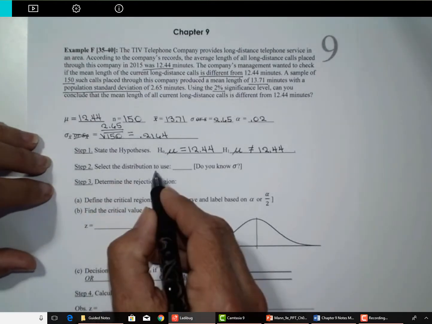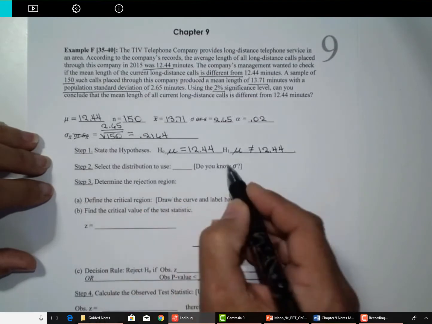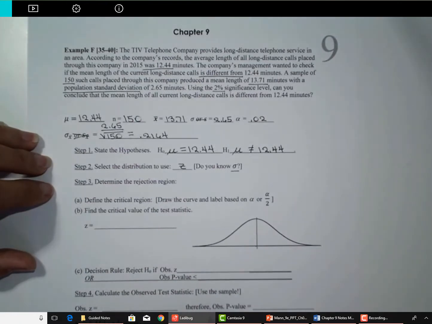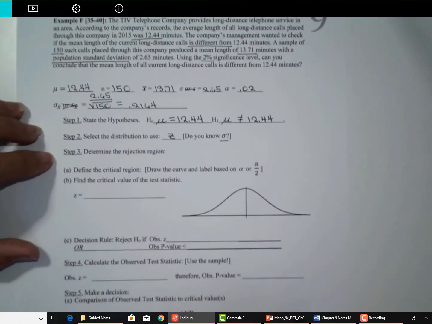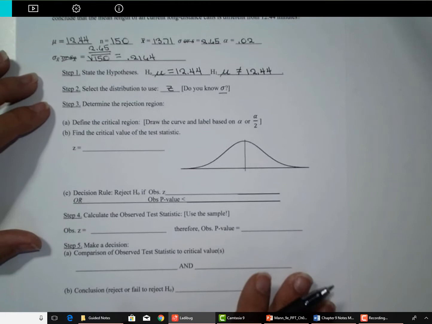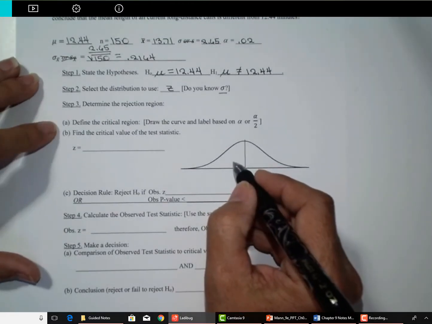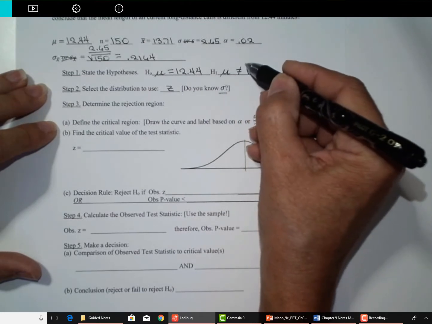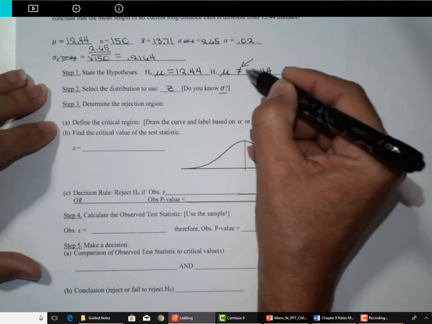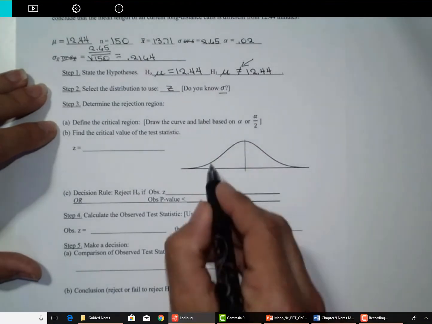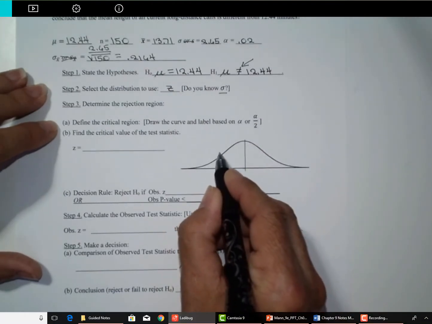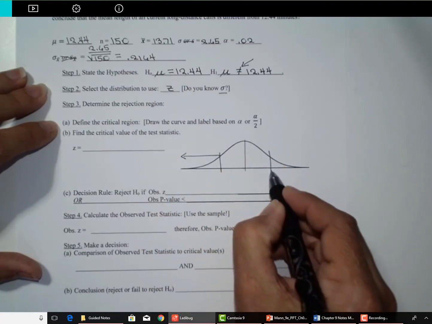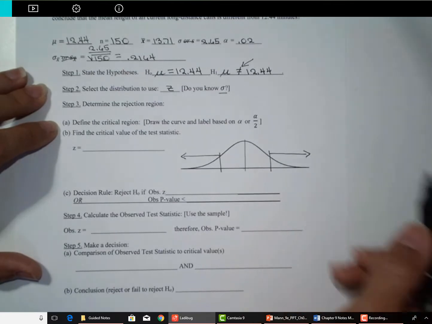Now we have to select a distribution. Do we use z or do we use t? Well, if we know the standard deviation of the population, we always use z. And then we find our rejection region. This is where we're going to lay this out on a standard curve. This time we have to understand that they are saying the mean is not equal to, it is different from, therefore it is a two-tailed test that we're dealing with. We have to split our rejection region into 2 parts, and 1 part goes in each tail of the curve.